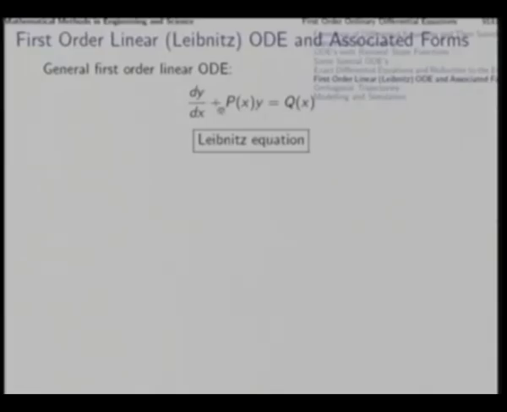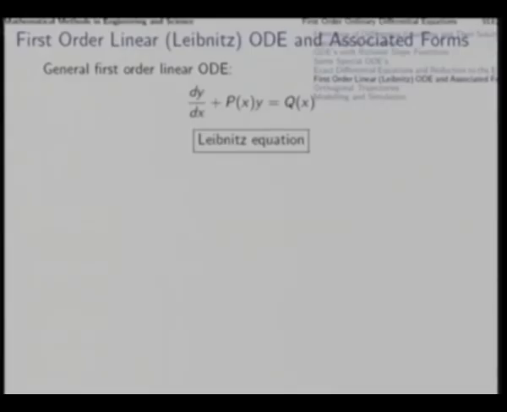So, this is the dy by dx term, this is the y term, and this is the term which is free of both. This form is called the Leibniz equation, and we try to find out the solution of this for the general first order linear ODE.